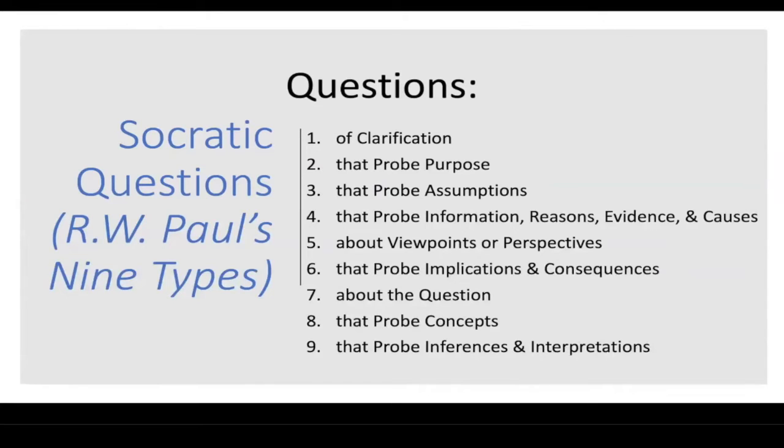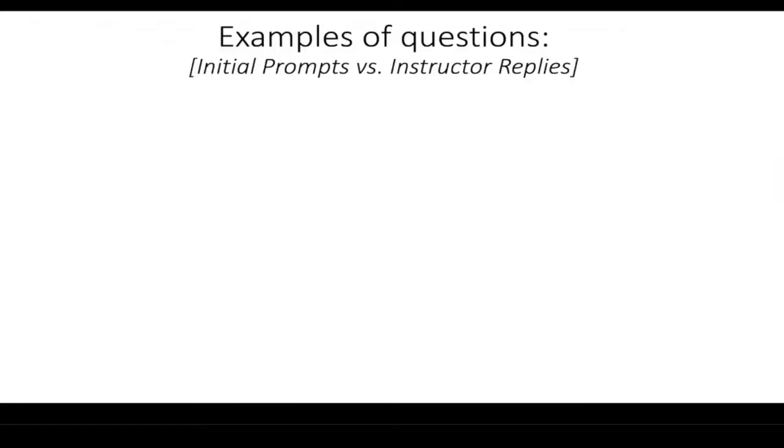R.W. Paul is an author who categorized the Socratic questioning method into 9 categories. There are questions of clarification, and questions that probe purpose, assumptions, information, reasoning, evidence and causes, questions about viewpoints and perspective, implications and consequences, and questions about the question. There are questions that probe concepts, and questions that probe inferences and interpretations.